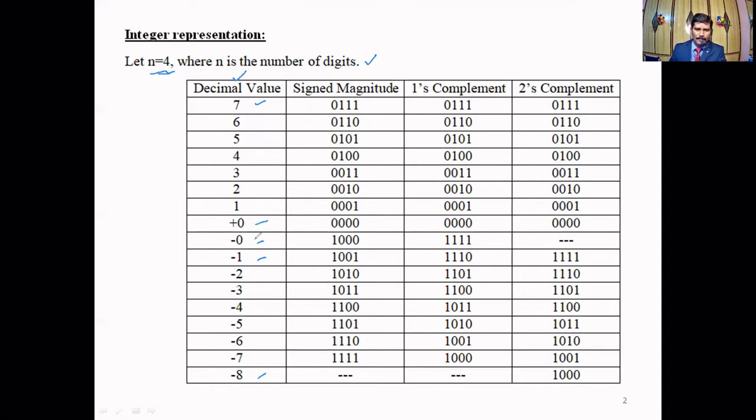Plus 0, minus 0, and 1 2 3 4 5 6 7 and minus 1, minus 2, minus 3, minus 4, minus 5, minus 6, minus 7, minus 8 decimal values we have taken. See here, if you observe, these are the positive numbers, right, and these are the negative numbers, right.